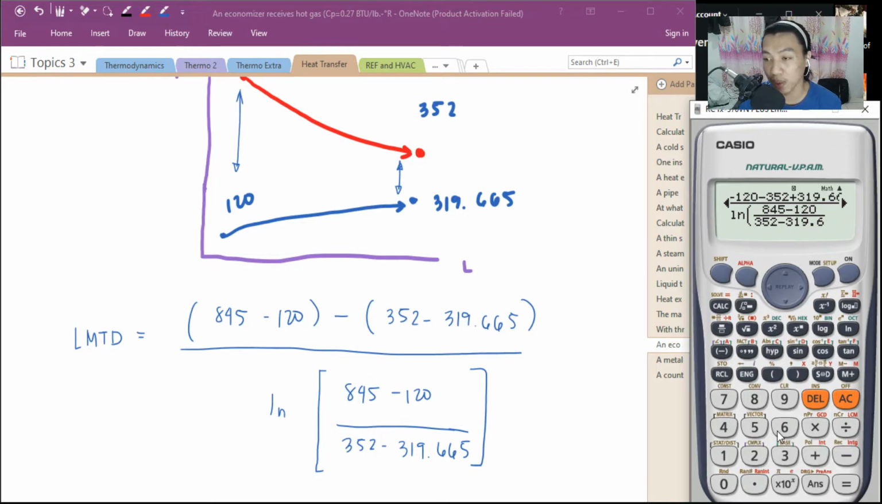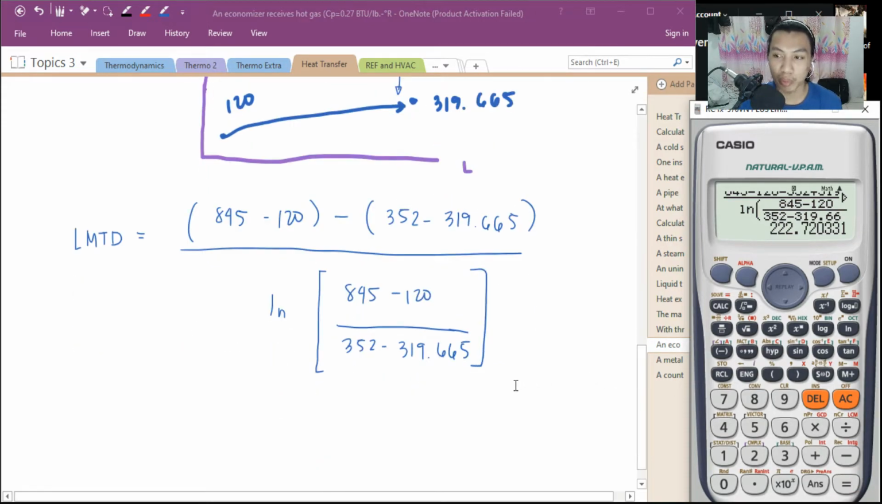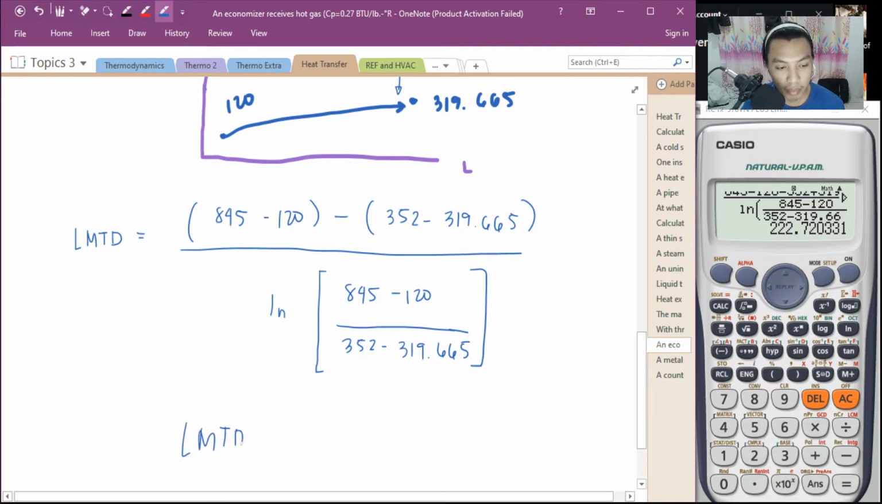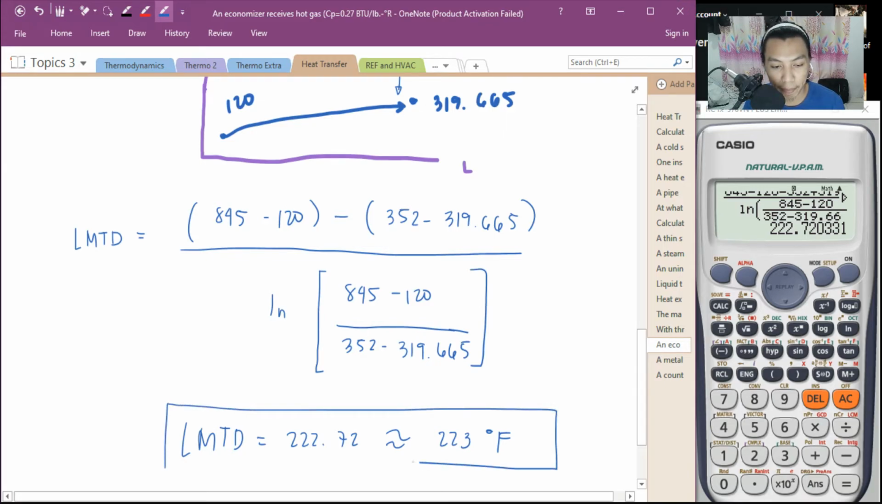Later we will show cases, special cases for LMTD and AMTD, where if the difference becomes zero, you cannot solve it. I will show a technique later. So, that is 222 or 223. LMTD now is 222.72, approximately 223 degrees Fahrenheit. That is for the parallel flow, not cross flow.